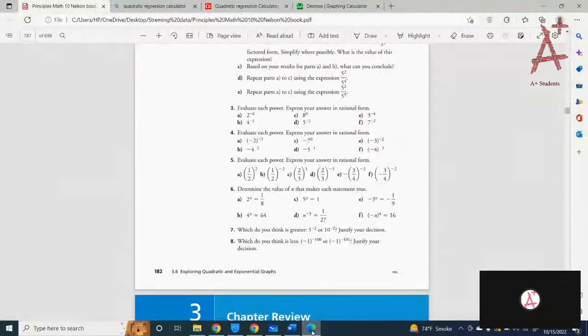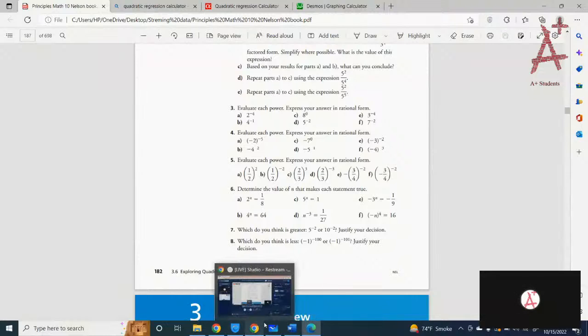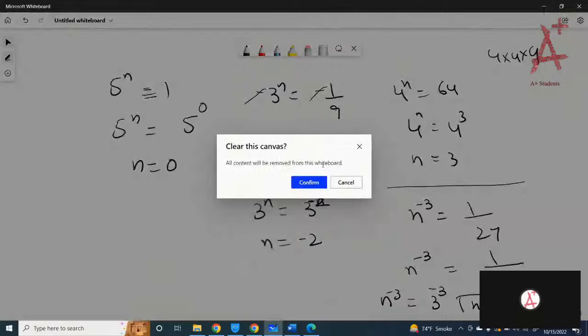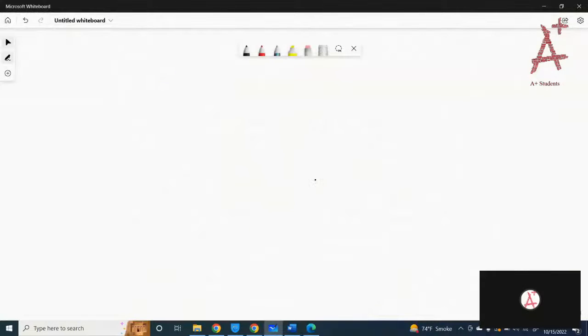Okay. Question number 7. Which do you think is greater? 5 exponent negative 2 or 10 exponent negative 2? Justify your answer. Let's see. 5 exponent negative 2 and 10 exponent negative 2.